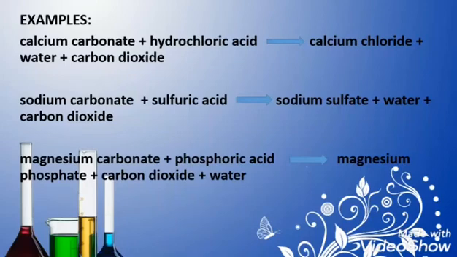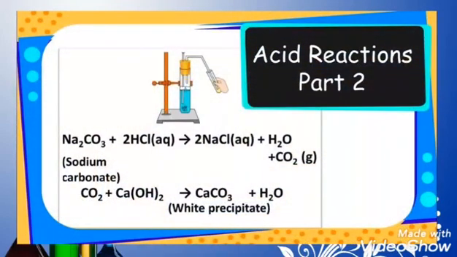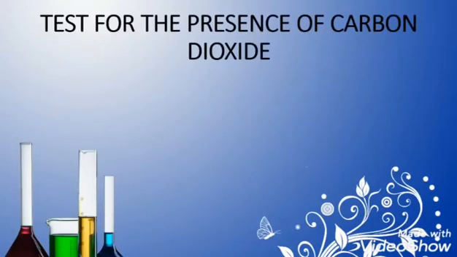And when magnesium carbonate reacts with phosphoric acid, the name of the salt would be magnesium phosphate plus carbon dioxide gas plus water. Here is another example of a metal carbonate reacting with an acid. Sodium carbonate reacting with hydrochloric acid would also give you sodium chloride, water plus carbon dioxide. The gas that you produce when a metal carbonate reacts with an acid is carbon dioxide.